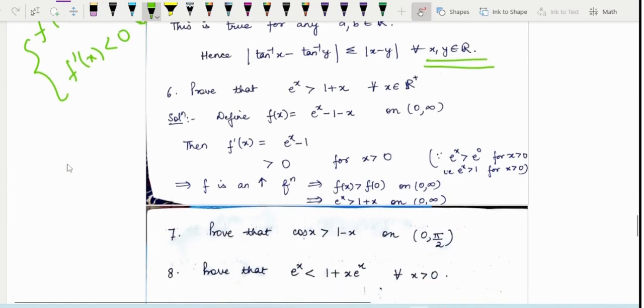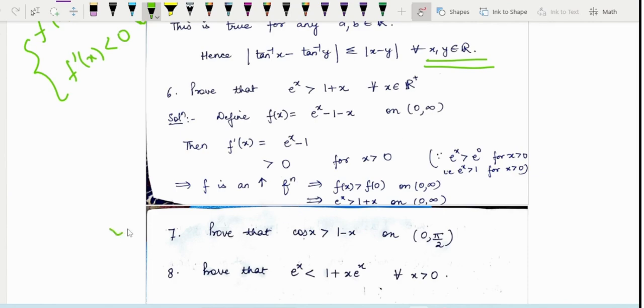Now look at the sixth problem. Again a similar problem. You are expected to prove an inequality e to power x more than 1 plus x for every x in R plus. So you consider the function, take everything to the right side, e to power x, you take everything on one side and you call that expression f(x), and then show that this expression as a function of x is an increasing function of x through the derivative criterion. The derivative is clearly more than 0 because e to power x is more than 1 whenever x is more than 0, as e to power x is also an increasing function. Now since this is an increasing function, f(x) is more than f(0), and hence e to power x is more than 1 plus x on R plus.